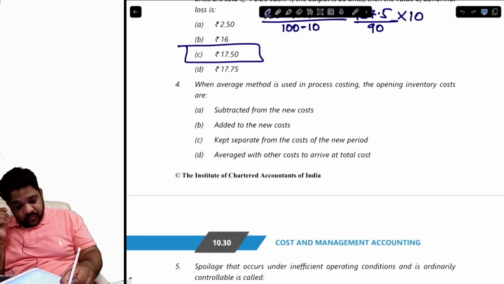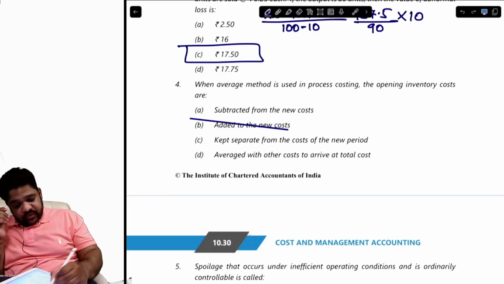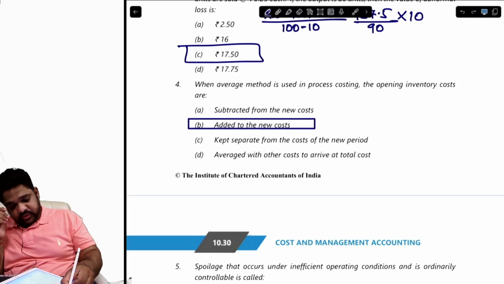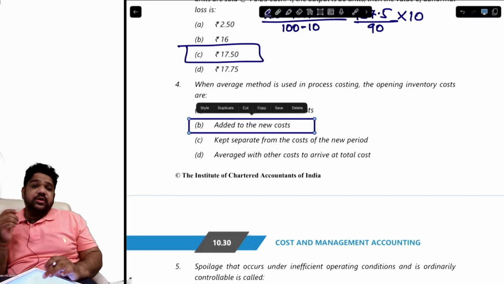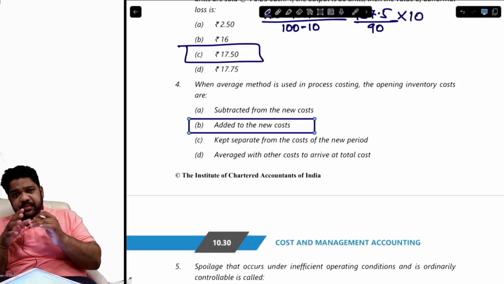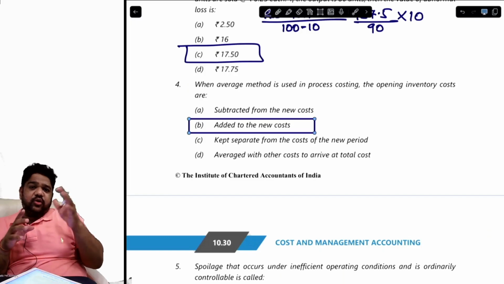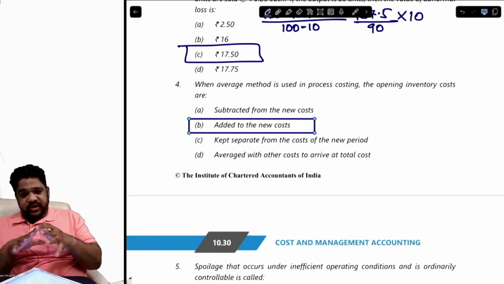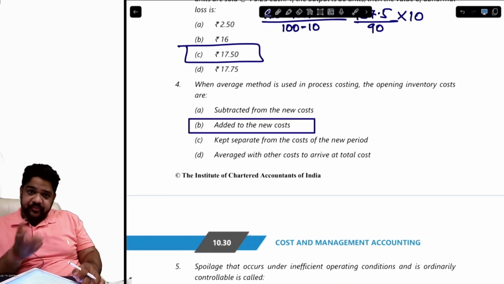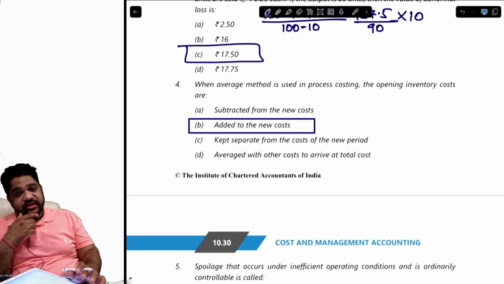I'll tell you why. If you notice, when we do step number three, that is cost per unit, you do opening cost plus the current cost, right? This is basically adding the opening cost to the current cost, correct? So, which is why.